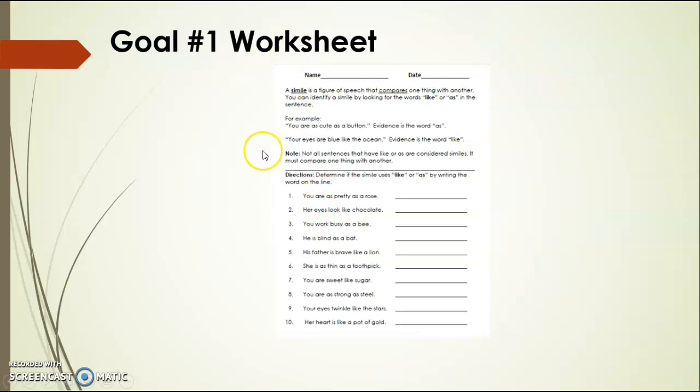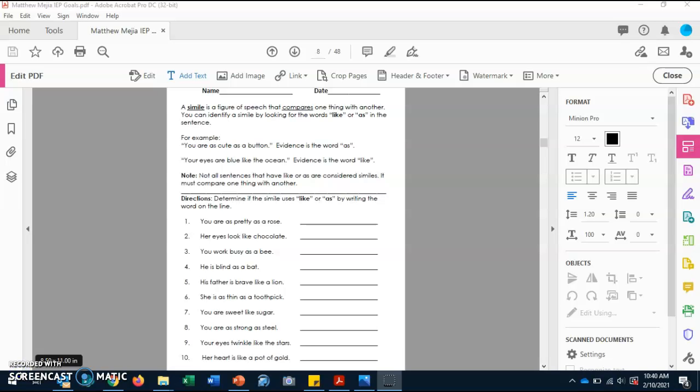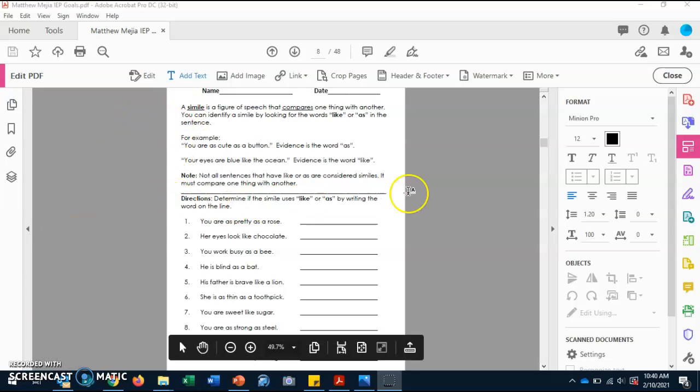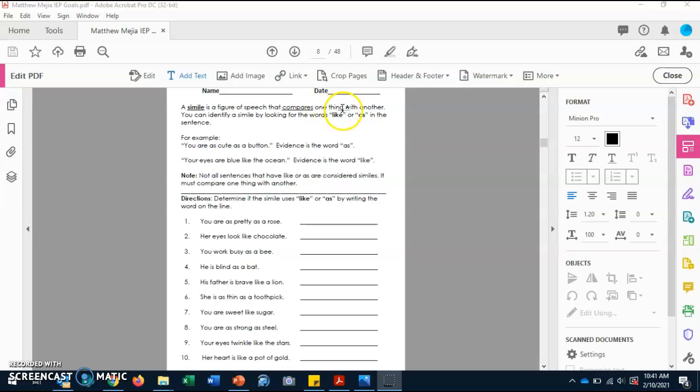So if you can please take out this worksheet. This is the worksheet for today. So this is our worksheet. Matthew, do not forget to write your name and the date on the top. And let's read what it says on the top of the worksheet. A simile is a figure of speech that compares one thing with another. You can identify a simile by looking for the words like or as in the sentence. So remember, the words are like or as.